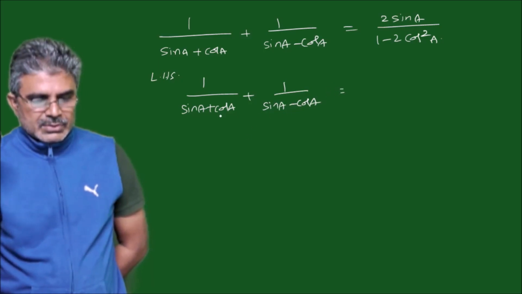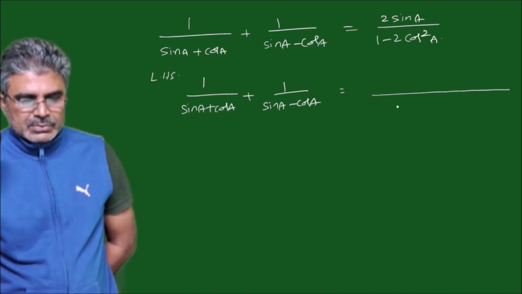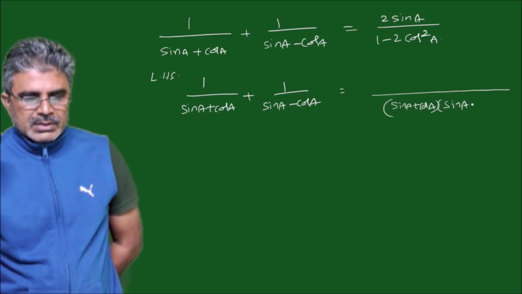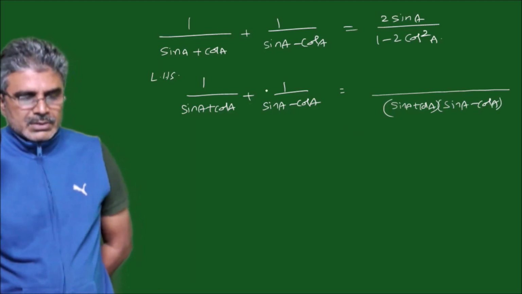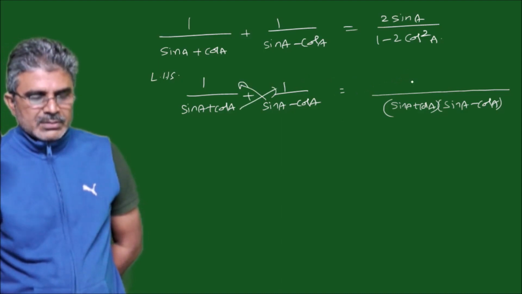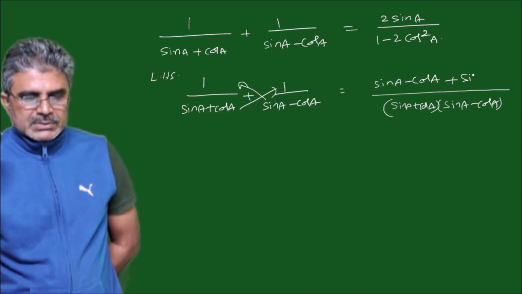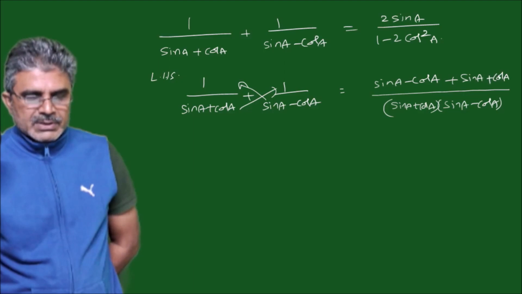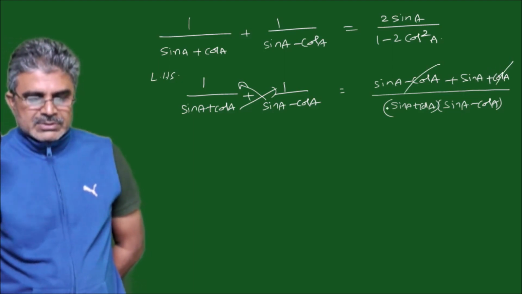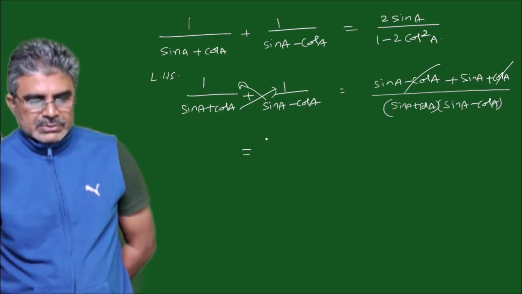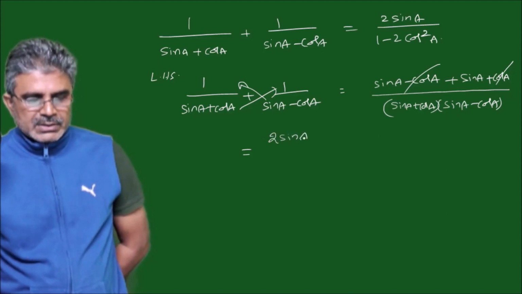Take the LCM. Here those two are different, so I can take the product of those two: sin A plus cos A into sin A minus cos A. In the top, these two terms will be multiplied with the crossing terms, so you have sin A minus cos A plus sin A plus cos A. So minus cos A and plus cos A get cancelled, and below you have A plus B into A minus B. So on top you have 2 sin A divided by, below, sin square A minus cos square A.